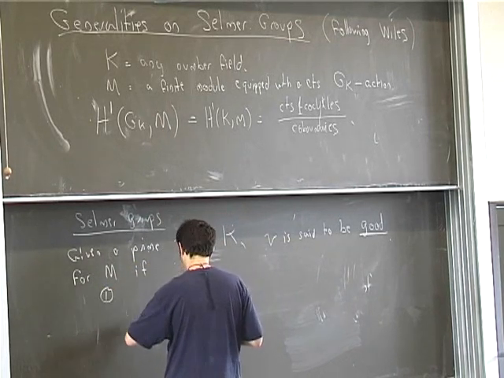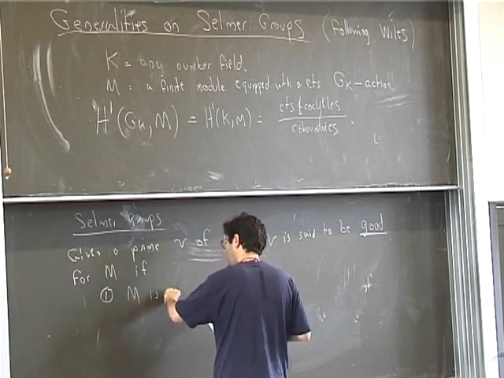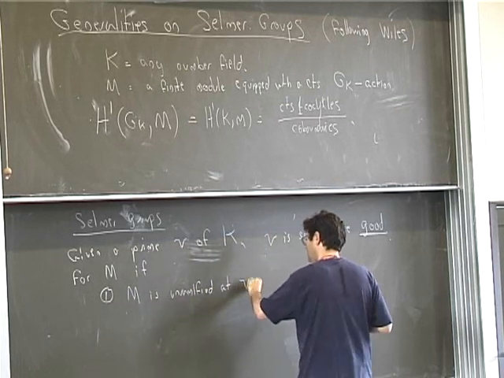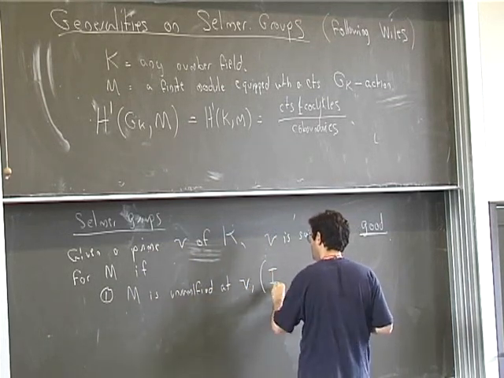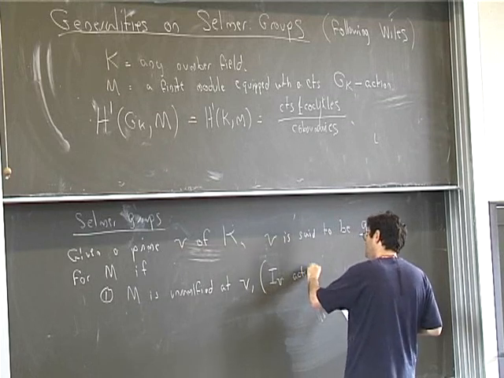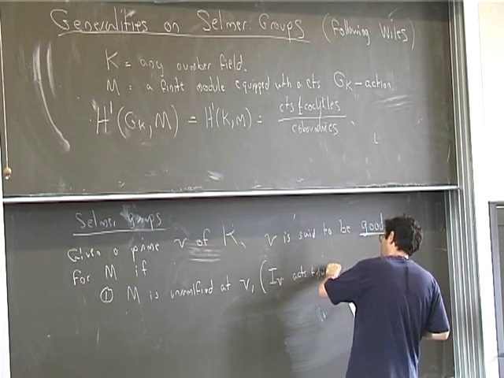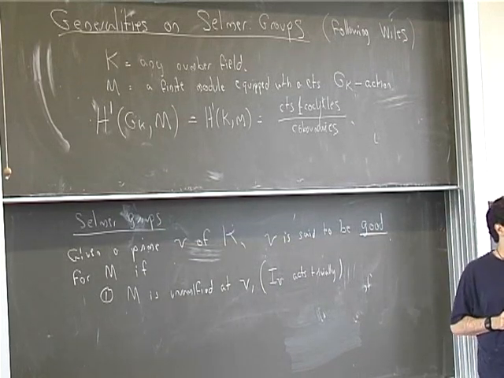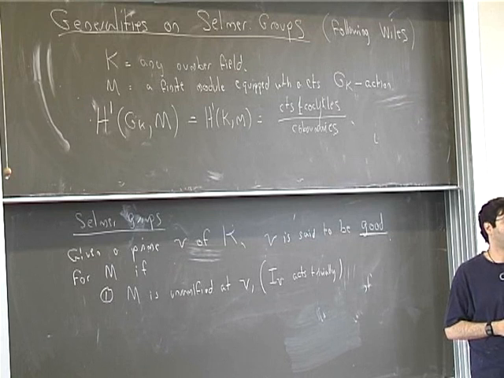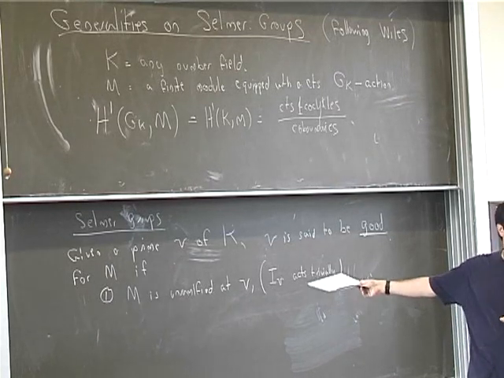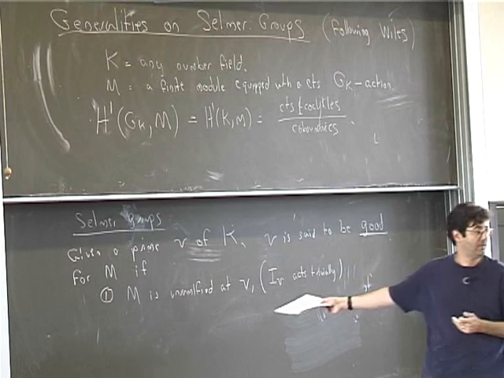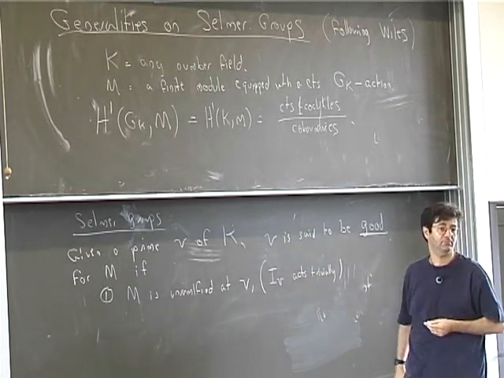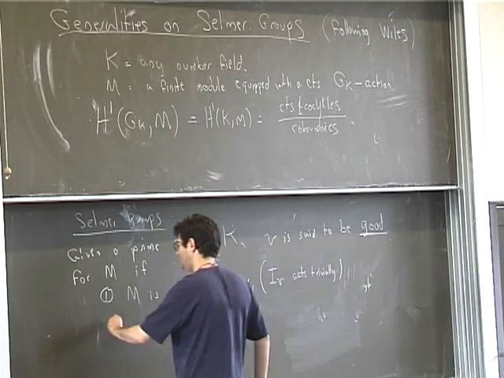The first condition is that M is unramified at v, namely the inertia group I_v acts trivially on M. Okay, so M is a finite module, right? So the action of the Galois group of K-bar over K factors through the Galois group of a finite extension. So saying that M is unramified at v is equivalent to saying that the finite extension is unramified at v. And another way of saying it is that this inertia group acts trivially on M. Okay, that's the first condition.